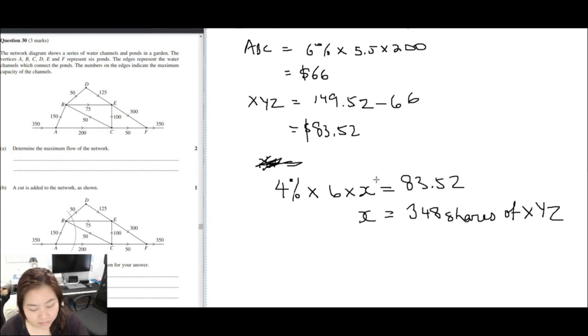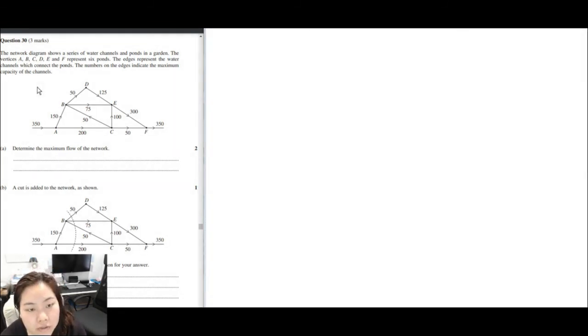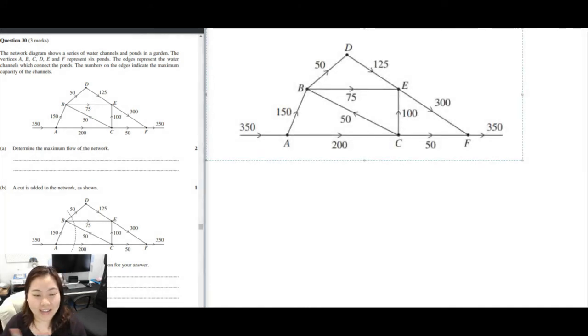Oh no, not another one. The network diagram shows a series of water channels and ponds in a garden. The vertices represent 6 ponds. The edges represent the water channels which connect the ponds. The number on the edges indicates the maximum capacity of the channels. Determine the maximum flow of the network. What is it even asking? Quickly Googled it. Alright, I think I'm confident enough to try this.